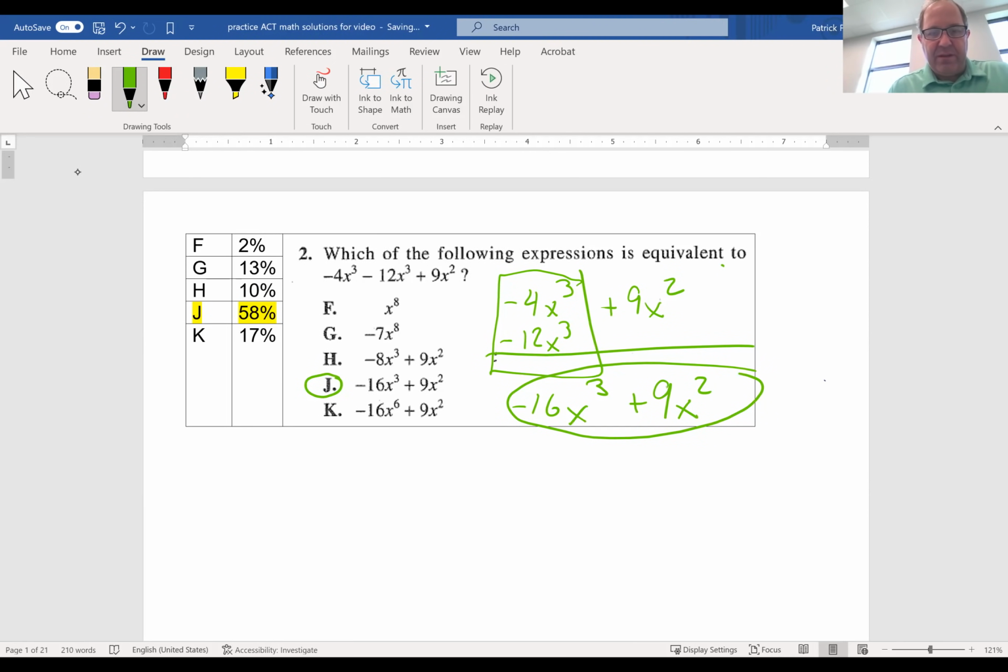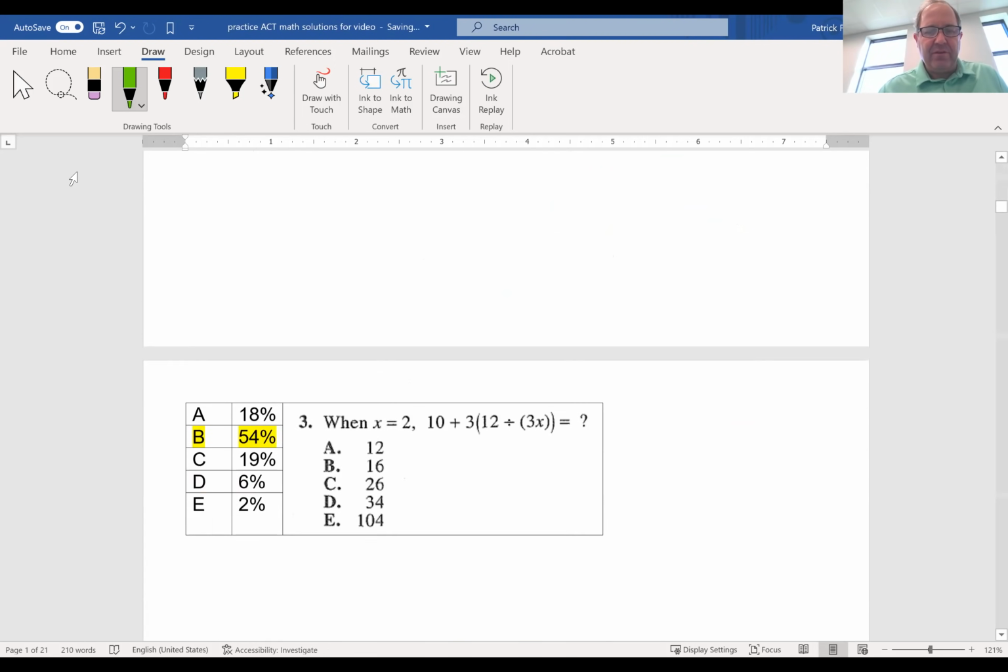Now, the people that chose letter K, I'm thinking they added the 2 exponents. They did 3 plus 3 and got 9. Remember, when we're adding things, we do not want to add the exponents. The exponents stay the same. I'd imagine the people that got letter F were just marking whatever on their test. And then the G, not sure about that one either. I think those people just kind of added everything together. All right, let's look at the next one here.